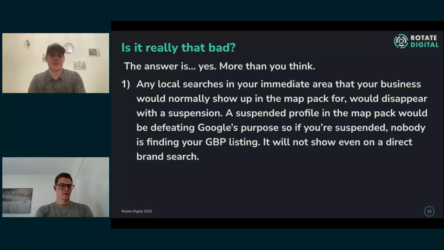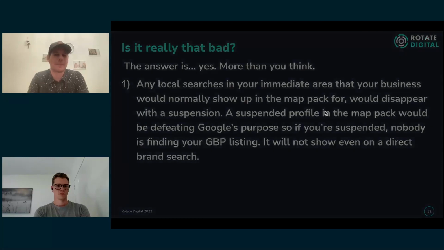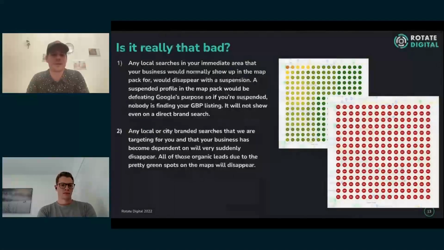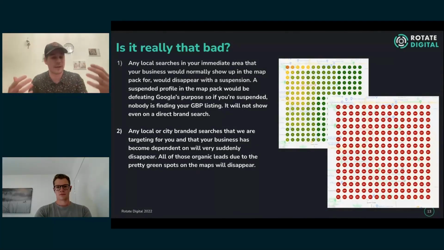So is the suspension really that bad? Yes, the answer is yes. It's really that bad. I'm going to skip this because I think the second slide kind of repeats it. Any local searches, any direct searches, like we talked about, your Google Business Profile is mostly showing up at the top of any direct search, any local organic search. If your business is visible online in organic searches, then it is very, very valuable.